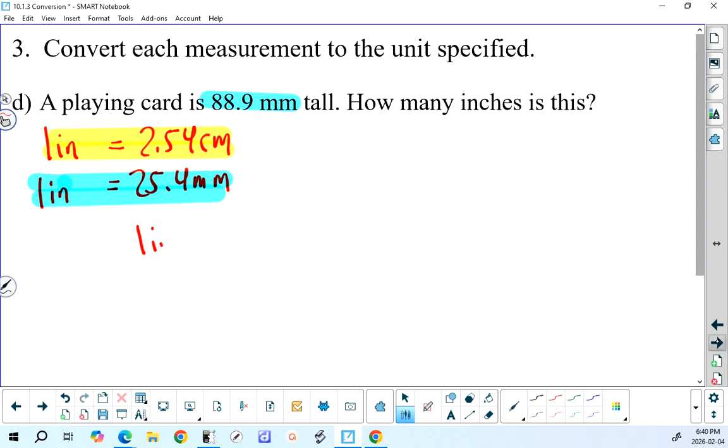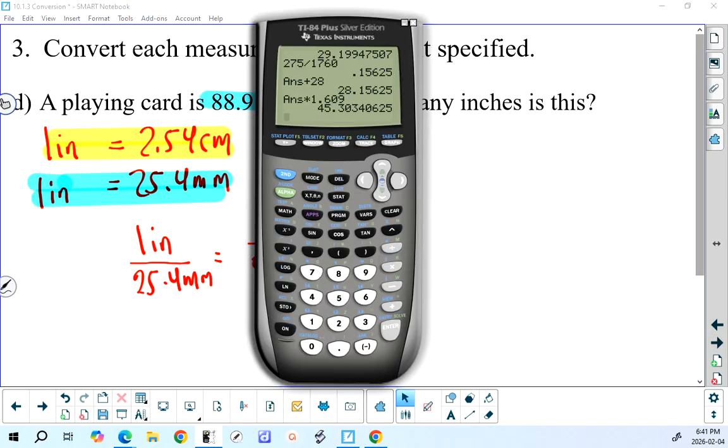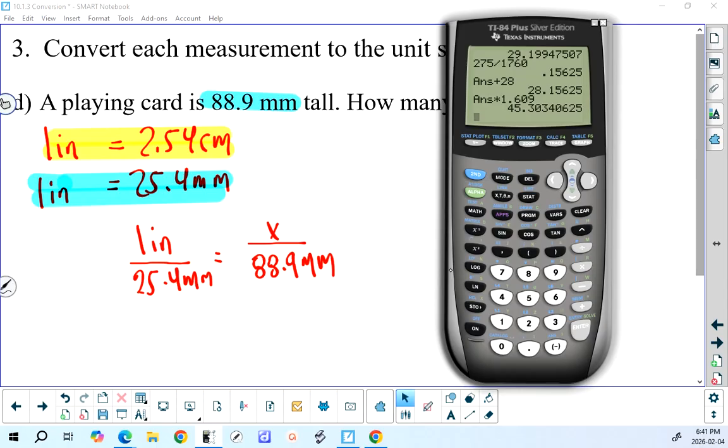So 1 inch over 25.4 millimeters equals X inches over 88.9 millimeters. That might be 3.5, we'll find out. I'm going to have to take 88.9 and divide by 25.4. Yep, 3.5 inches.